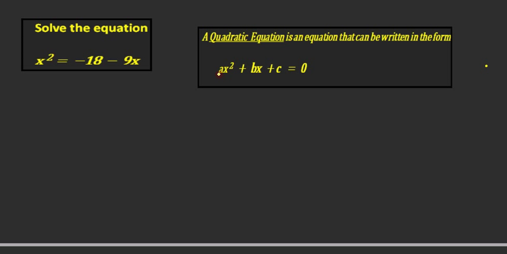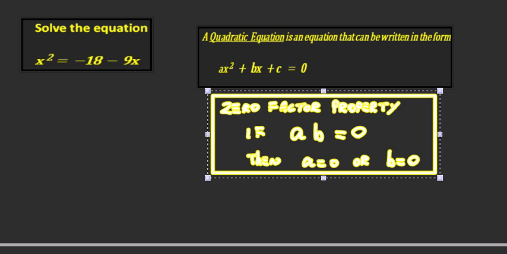You have all the variables and the constant term on the left and 0 on the right. And of course you have the variable squared. That's the key feature of a quadratic equation. It's also important to remember that it must be set equal to 0.